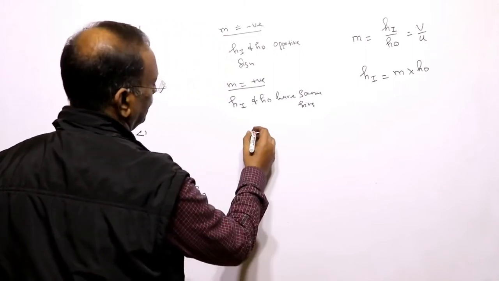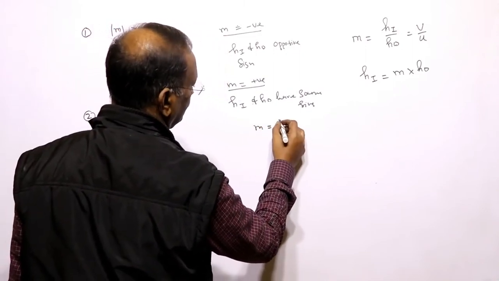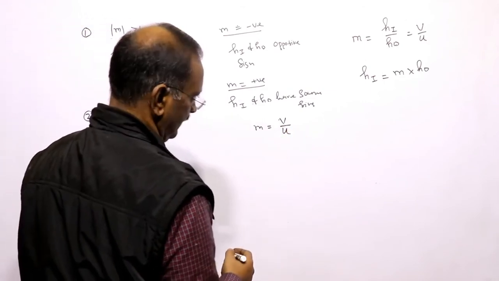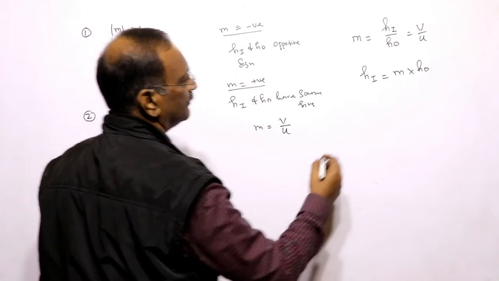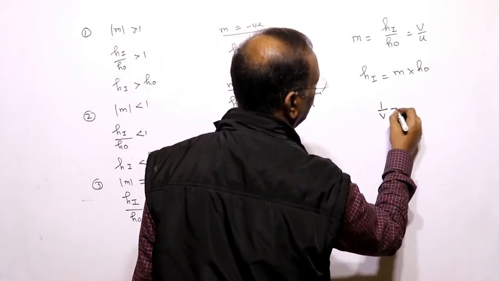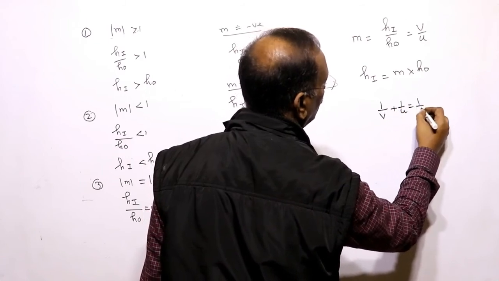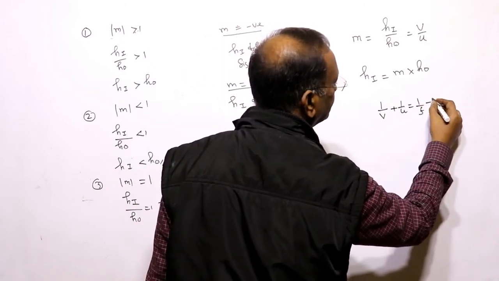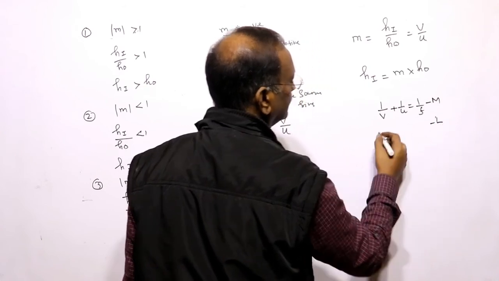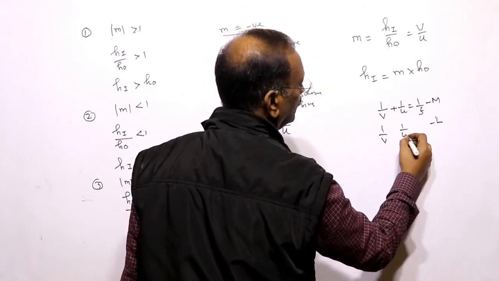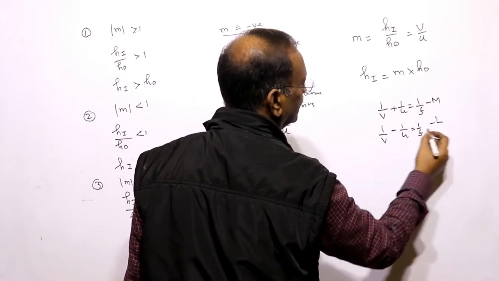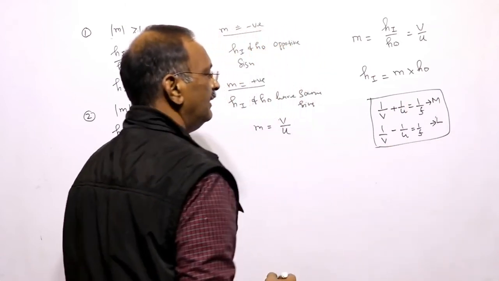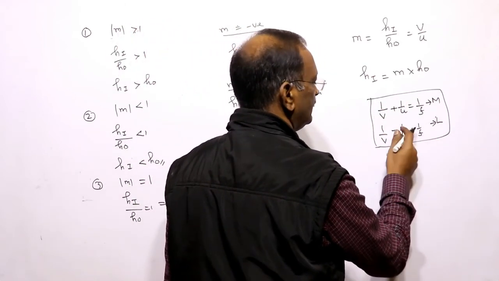Then we can write magnification in terms of v by u. For this, divide this equation. When we divide this equation, we know the lens maker formula. What is the mirror formula? Mirror formula: 1 by v plus 1 by u is equal to 1 by f. Why am I writing v first? Because this is for a mirror. For a lens, we write 1 by v minus 1 by u is equal to 1 by f. Instead of plus, you put minus. This is the mirror equation and the lens equation. For a mirror positive will come, for a lens negative will come.